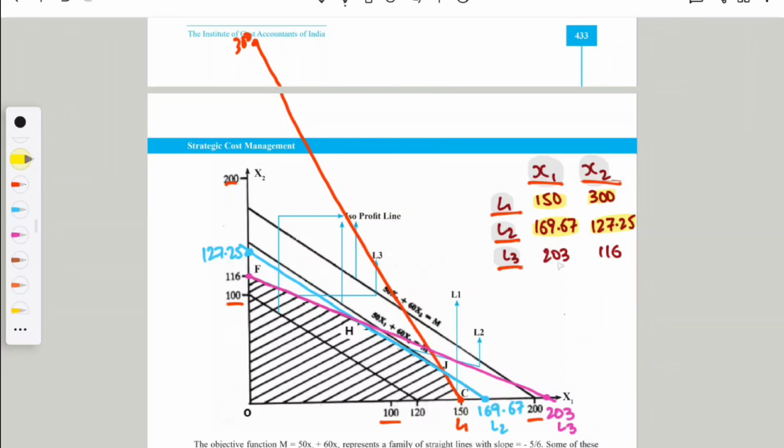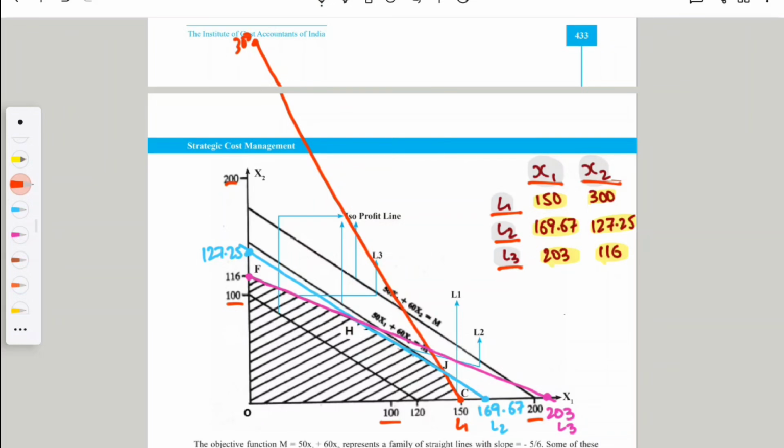For the third constraint, the value of x1 is 203. So on the x-axis we will go to 203 and we are going to plot it. On the y-axis the value of x2 is 116. We are going to find it and we are going to plot it and draw the line. Now that we have drawn the lines, we have to find the feasible region.